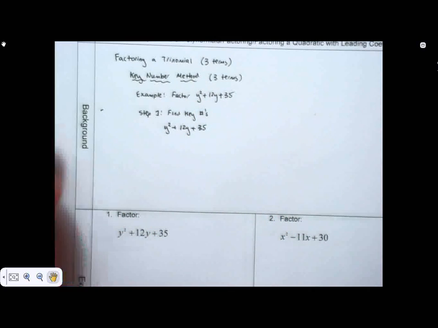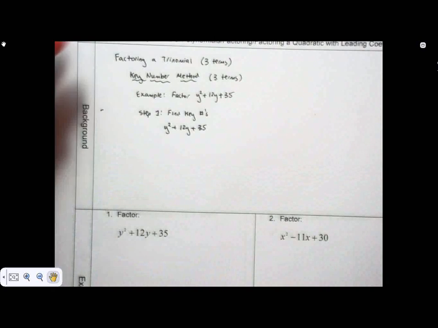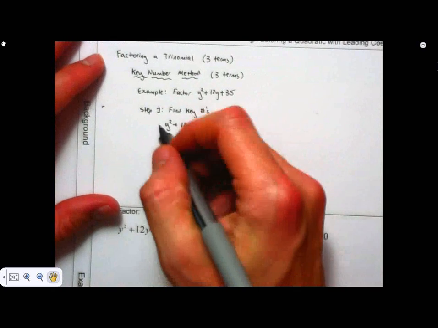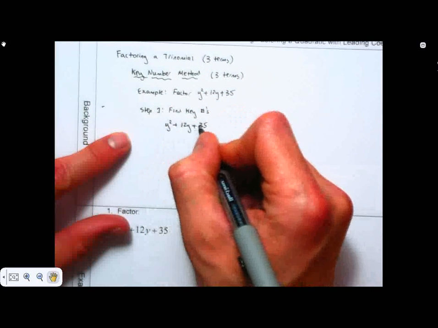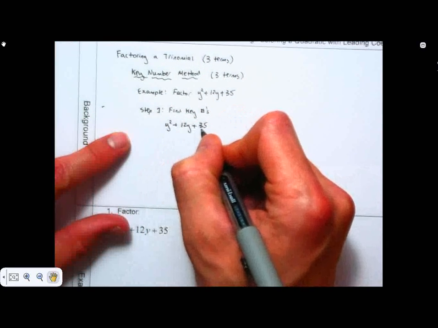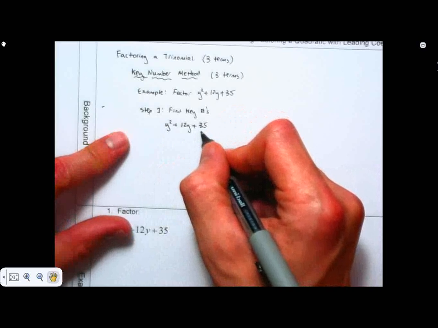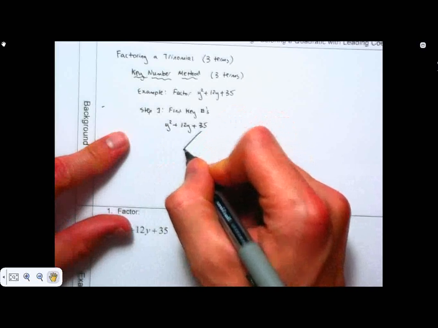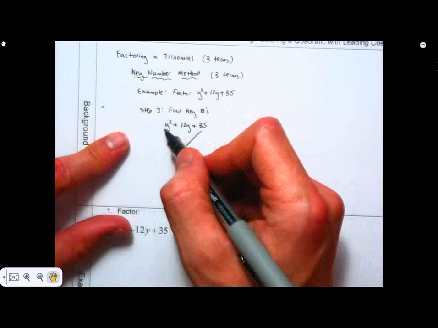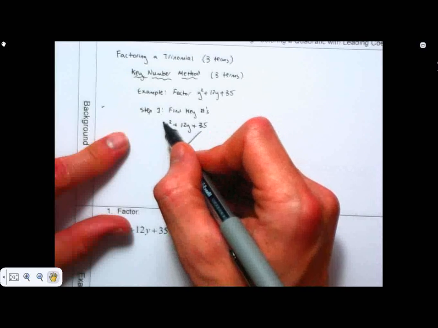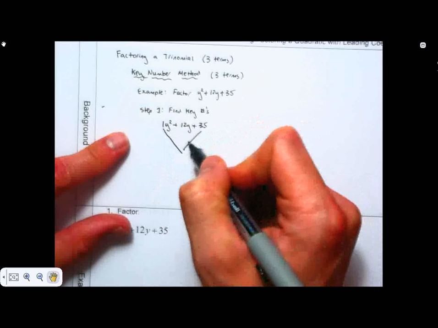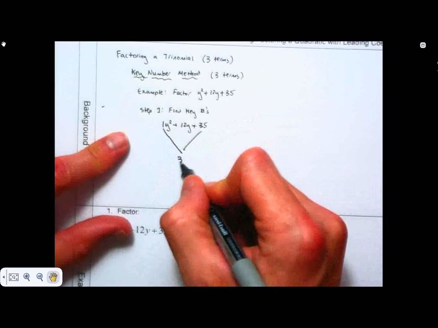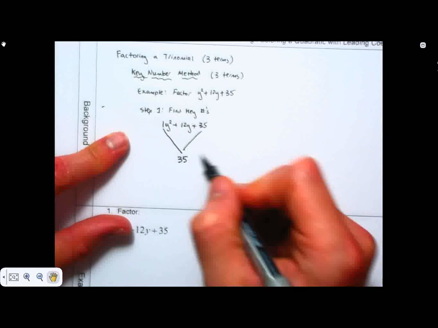The first step in the key number method process is to find the key numbers. The way to find those is I'm going to multiply the two outside numbers. What I mean by outside numbers is this 35 is an outside number, and the number in front of the y squared, the leading term, is also an outside number. If I multiply those together, we get 35.